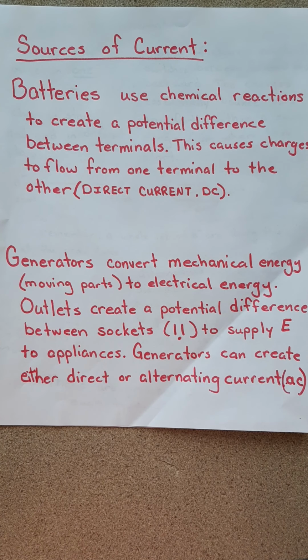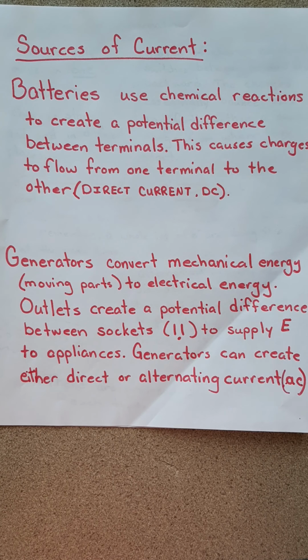The power companies where we get our electricity from on the grid, and some people use these. We have a generator at our cabin. If the power goes out, a lot of people have backup generators. Generators convert mechanical energy, so that's energy of moving parts, to electrical energy. One example is hydroelectric. The water falls and causes a turbine to spin, and that can create the potential difference, which allows electricity to flow.